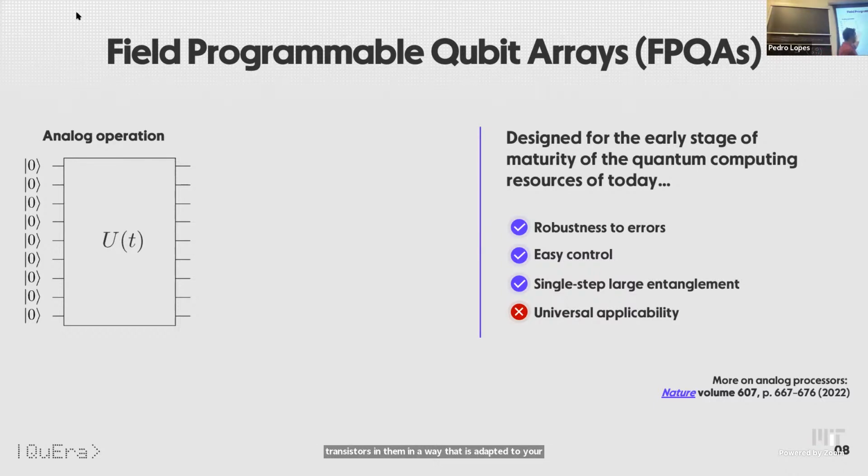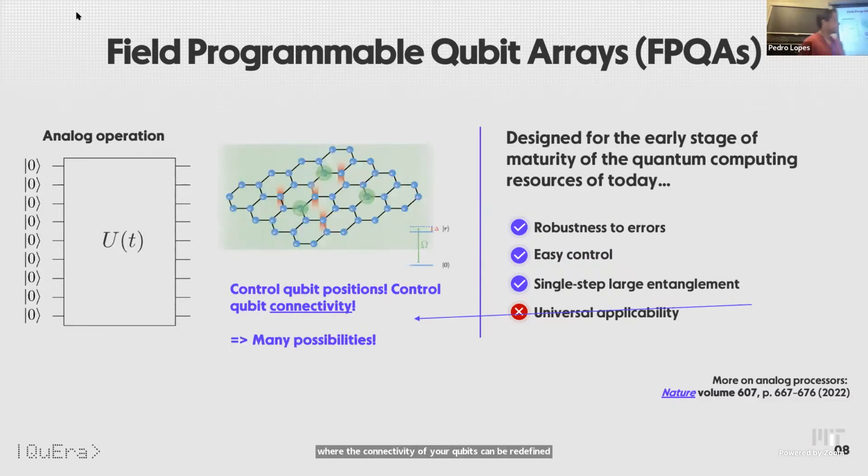A field programmable qubit array is a quantum computer where the connectivity of your qubits can be redefined by the users. Right? So for example, you can take your qubits and put them in a hexagonal honeycomb lattice, but you can put them in a square lattice. You can put them in things that don't look like lattices. And what happens here is that controlling qubit positions allows you to control their connectivity and allows you to have many possibilities of thinking about problems and solving problems using geometry in your favor.